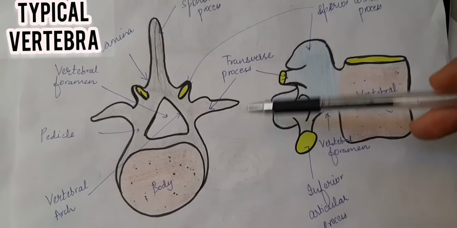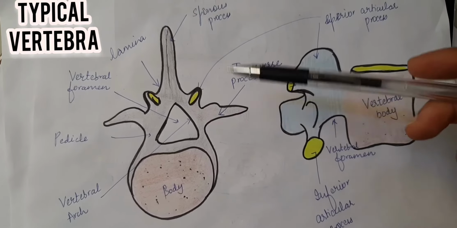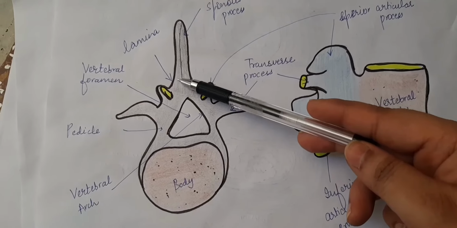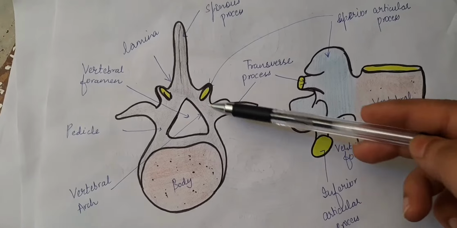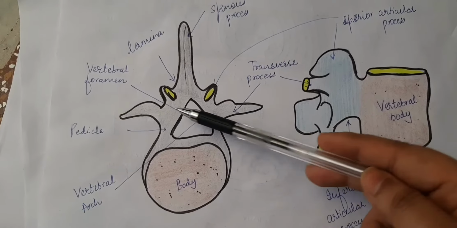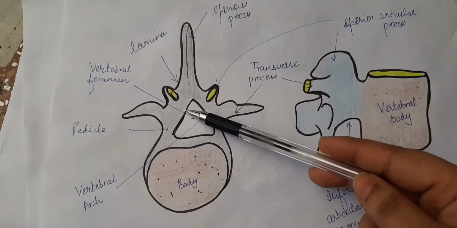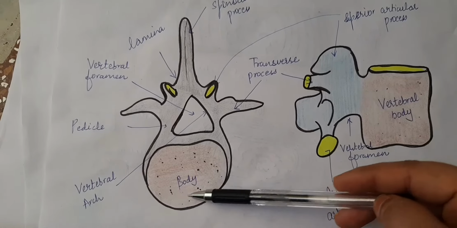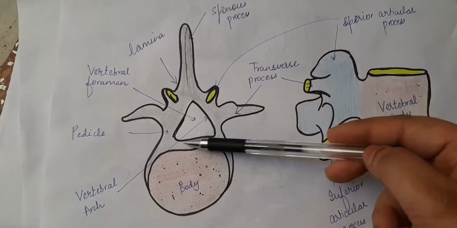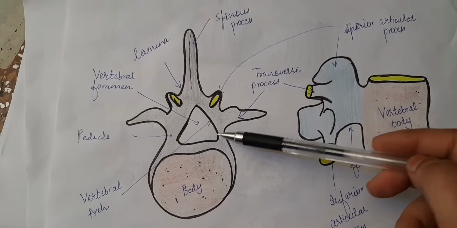Now we will look at the basic structure of a typical vertebra. You can see the front view: this is the spinous process. These are the lamina. This is the transverse process, the 2 pointed things on the lateral side. This is the vertebral foramen. These are the arches of the vertebra. This is the body of the vertebra, and what attaches all the irregular structures to this body is called the pedicle.